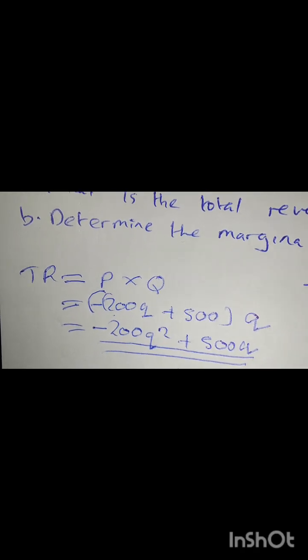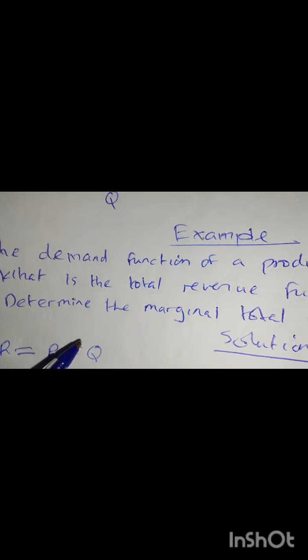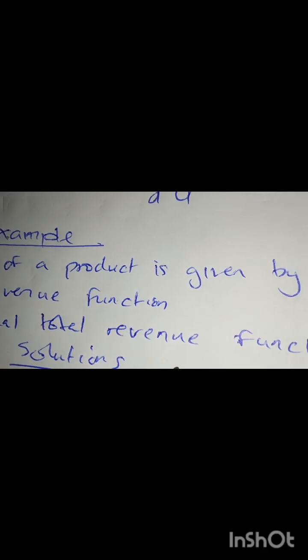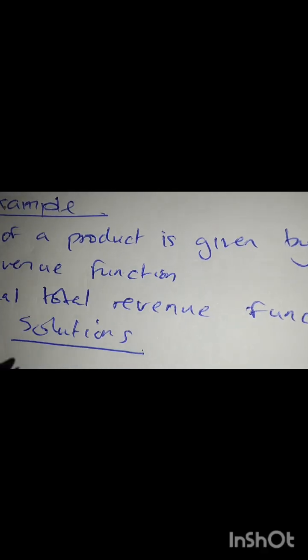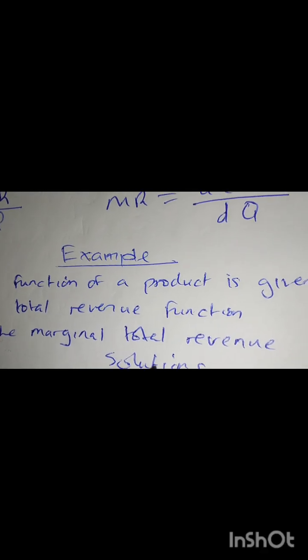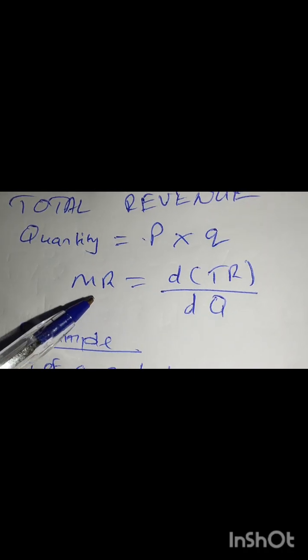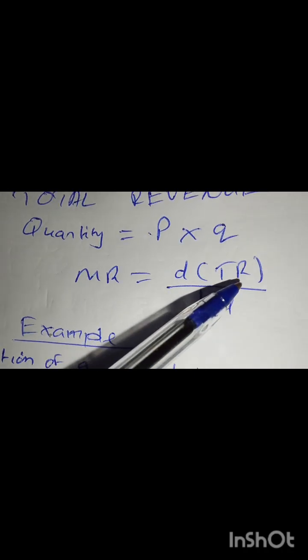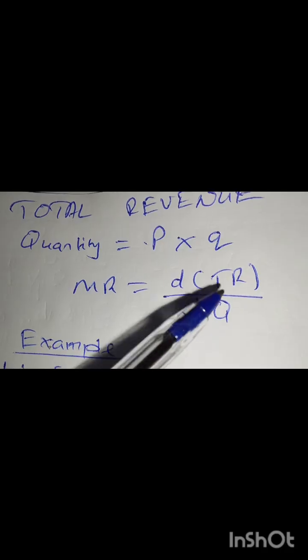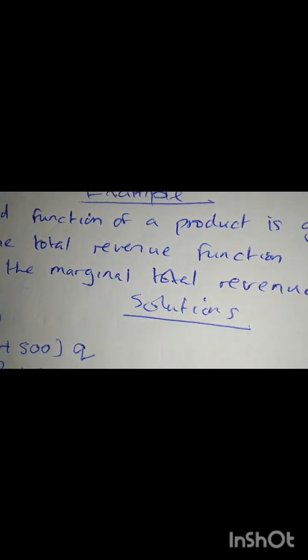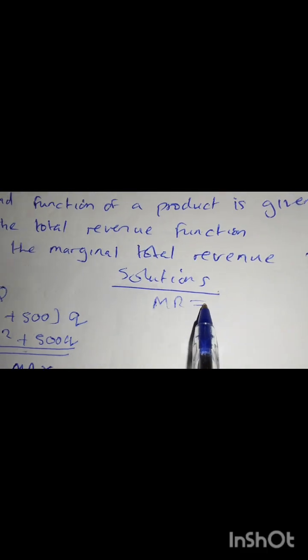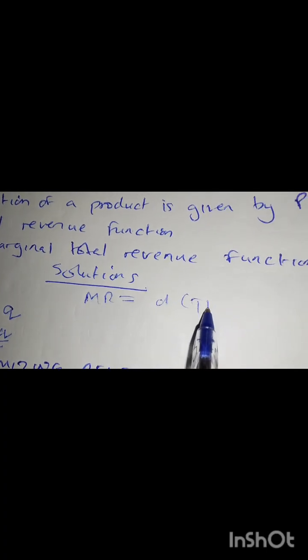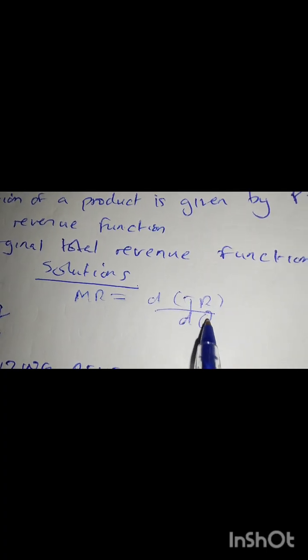Then we move on to B. B is saying determine the marginal revenue function. So we are looking for the marginal revenue. From above, we know that marginal revenue is equal to the derivative of total revenue with respect to Q. So we have to differentiate total revenue to find the marginal revenue. We have our total revenue function here, so we differentiate this function.